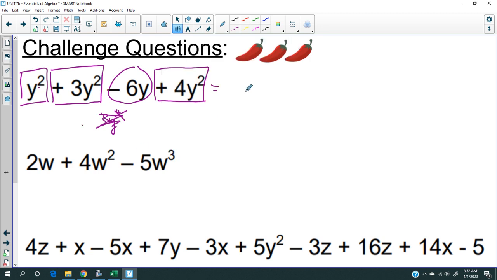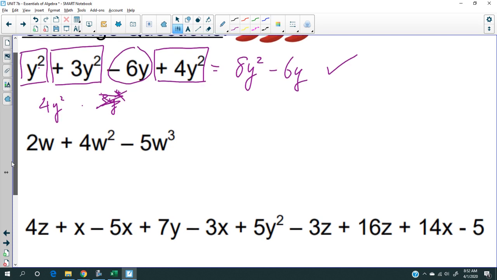So how many y squares are there? Yeah, so this comes out to 4y squared plus this other 4y squared. So how many y squares are there? That's right, 8y squared minus 6y, because that's the only guy left. Okay? All right. Any questions, just let me know. I will go over these.